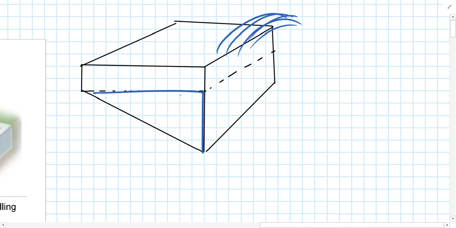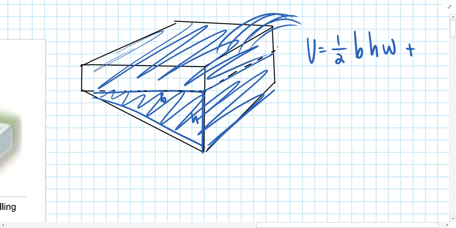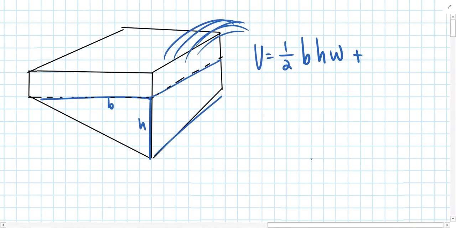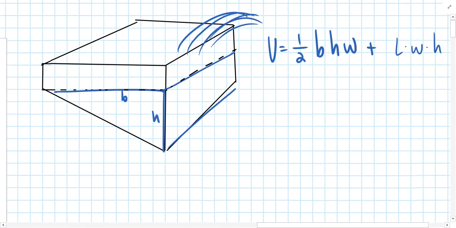So we've got this triangular face that has a base and a height to the triangle. If I multiply that area of that triangle times the width of this pool, that's going to give us the volume of the water associated with this triangular wedge portion. So again, if we're talking about the total volume of the pool, that's half of base times height times width. And then to that, we will add the volume of this upper component. And again, with this upper component being a rectangular prism, its volume would be length times width times height.